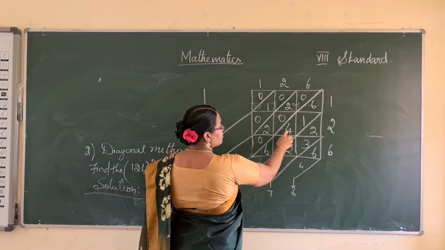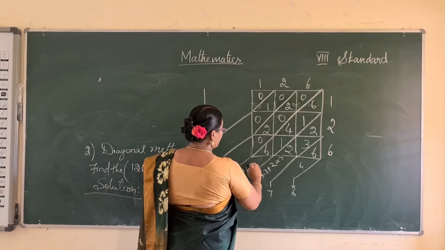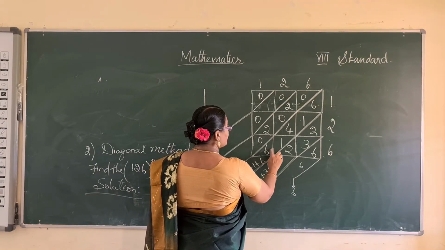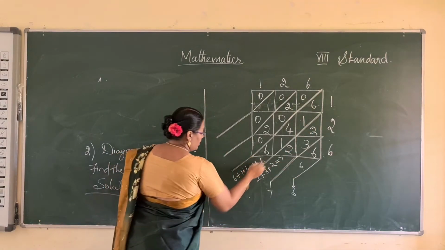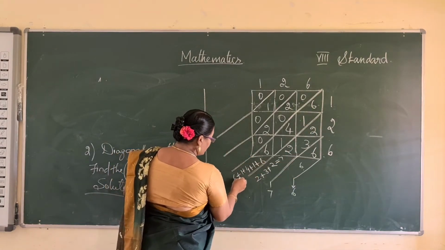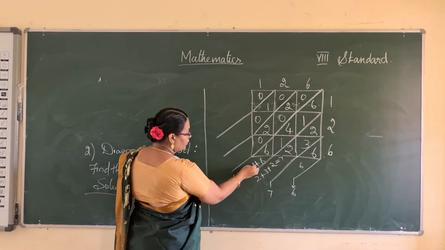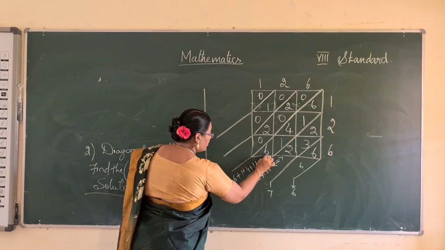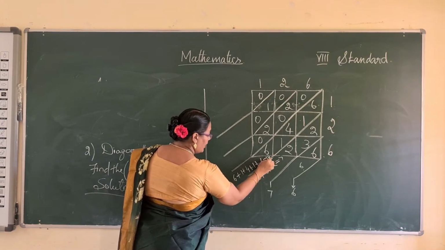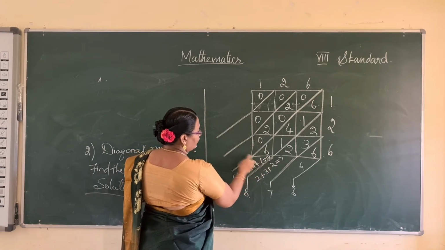And next is 6 plus 1 plus 4 plus 1 plus 6. Okay. So add these values. 7, here also 7, plus 7, 14. 14 plus 4, 18. So 18. So 8 stays here. 1 carry forward to here.